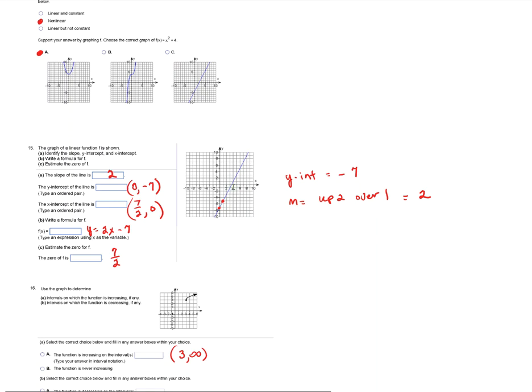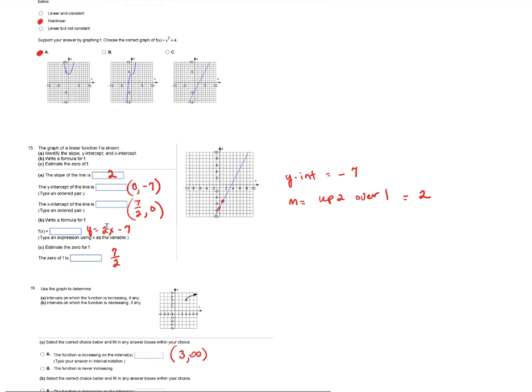So let's see if we could figure that out. Since we know that this is the y-intercept, if we go up 2 and over 1, we're at another point on the line. That is a slope of 2. So we can say our slope is 2 and our y-intercept is (0, negative 7). Now, we've got our slope, we got our y-intercept, so this is a formula for f.